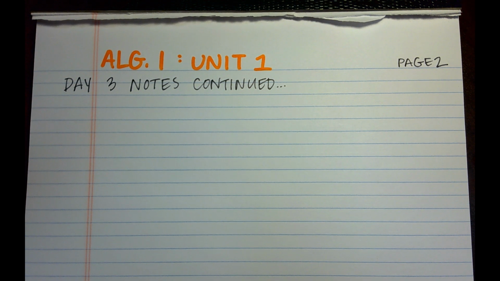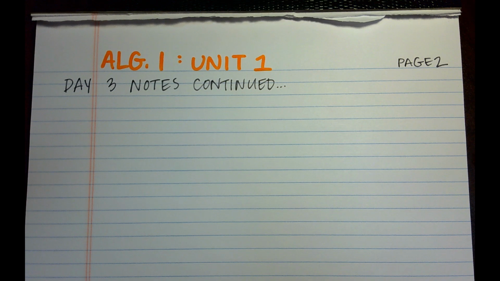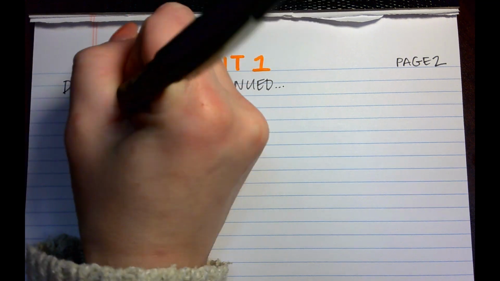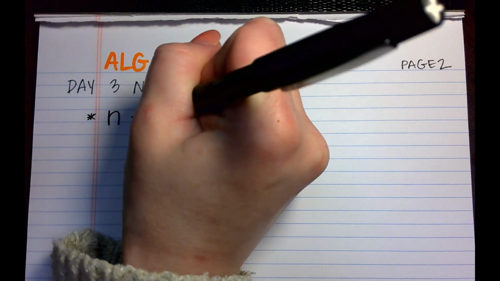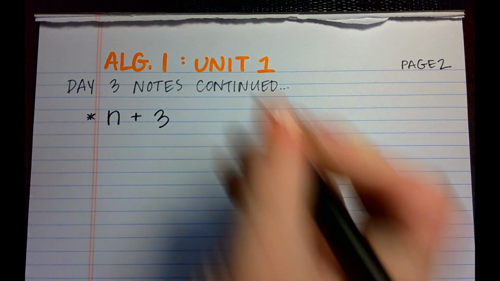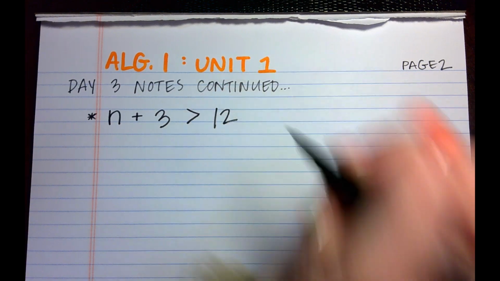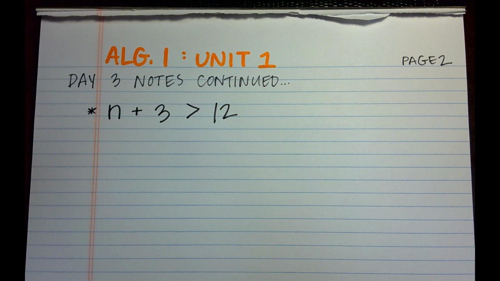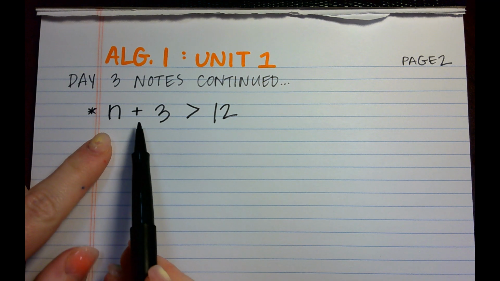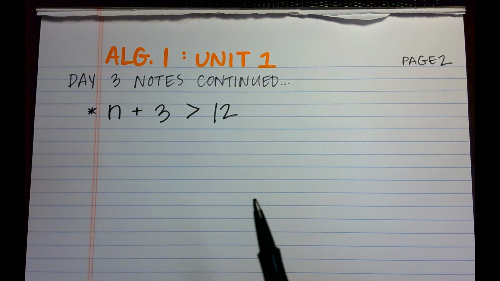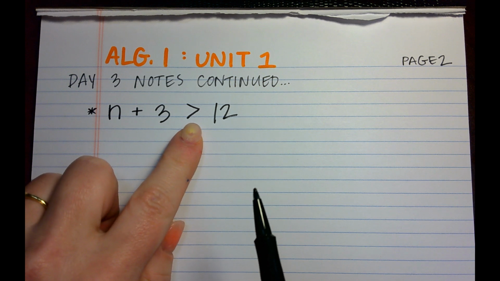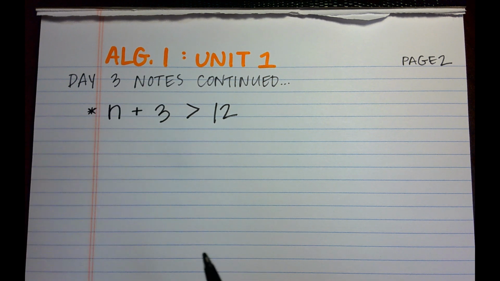So let's start with something really simple. Let's do n plus 3 is greater than 12. Now, I want to remind everyone, you will solve this the exact same way you solve an equation. Just pretend this is an equal sign while you're solving it. We don't even need to worry about that until the very end.